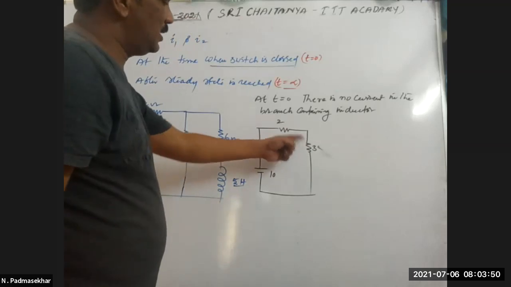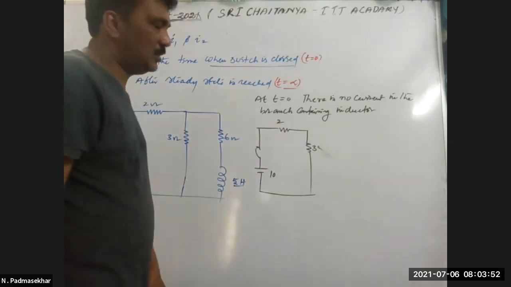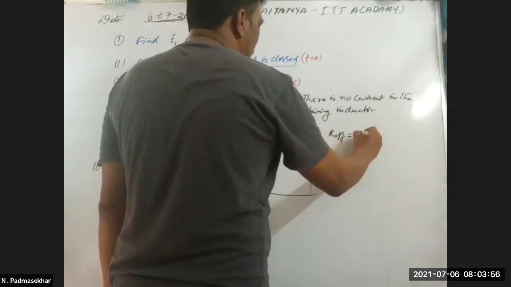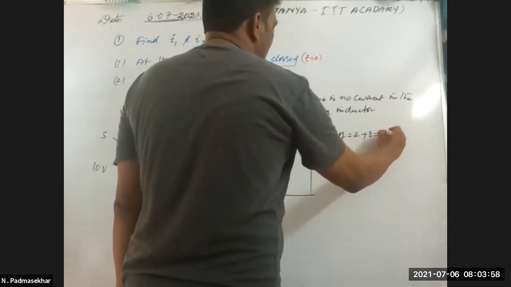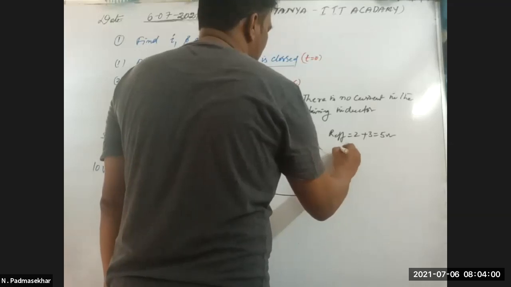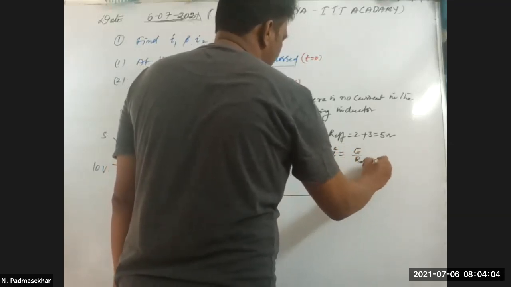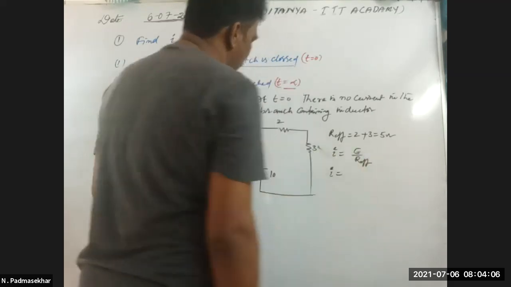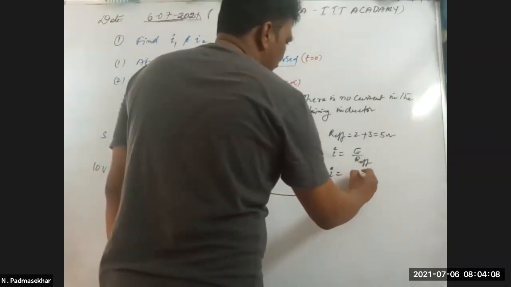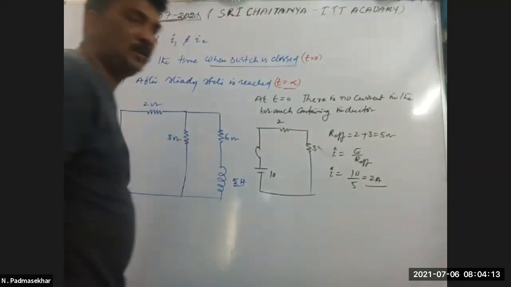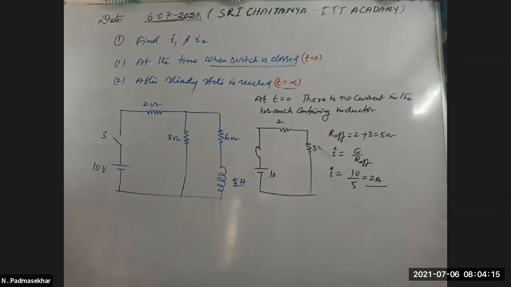So 2 and 3 are in what combination? Series combination. The effective resistance is equal to 2 plus 3, that is 5 ohms. The current is equal to E by R effective. So current is E is equal to 10, 10 by 5, that is 2 amperes.